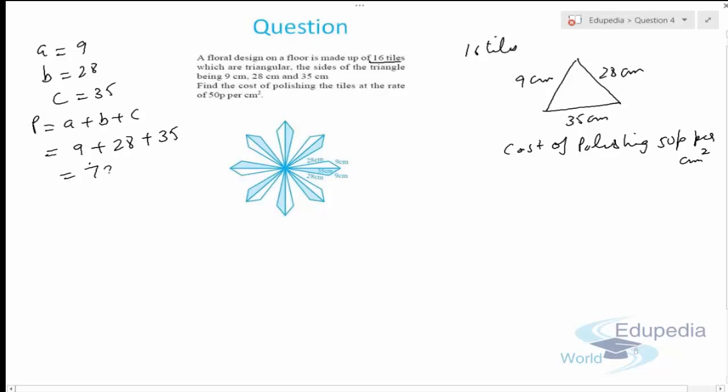So which will be 72. Semi perimeter is half the perimeter. It will be 72 by 2, which is 36, right? So we can use Heron's formula to find the area.